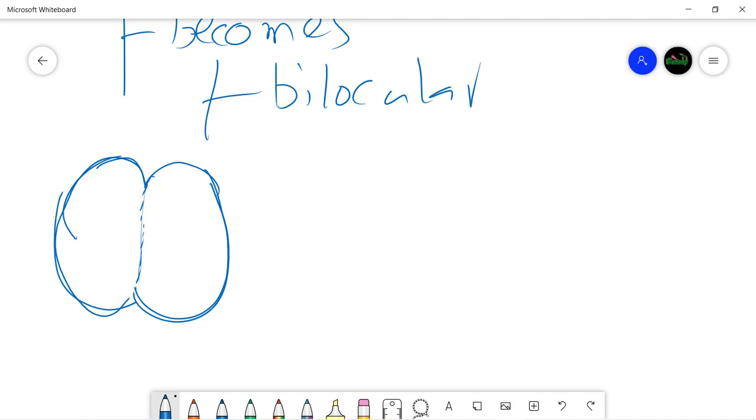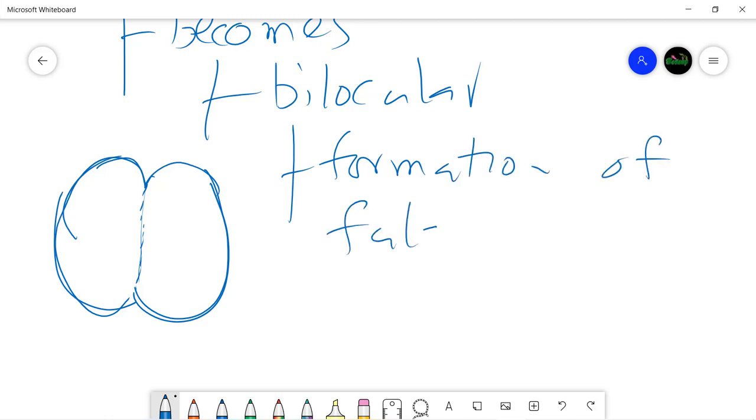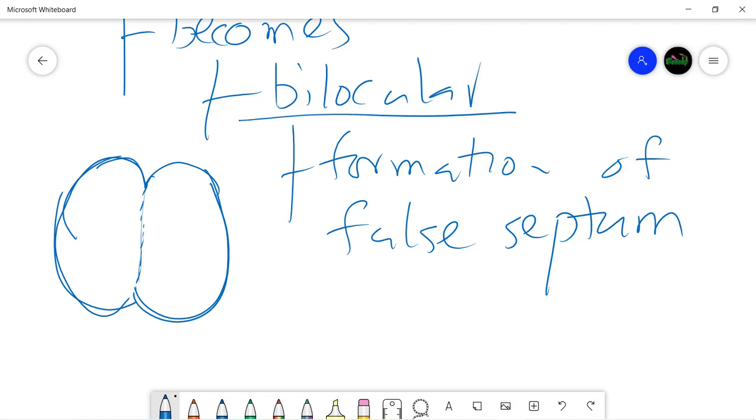So this is what we call a false septum. This is not the original wall of the ovary as we have seen in Apiaceae, in which the ovary was bilocular with a septum in between. So here it becomes bilocular by the formation of a false septum. It is called a false septum because it is not an original wall. This false septum is a membranous structure which divides the single chamber into two. So it becomes bilocular because of the formation of a false septum.